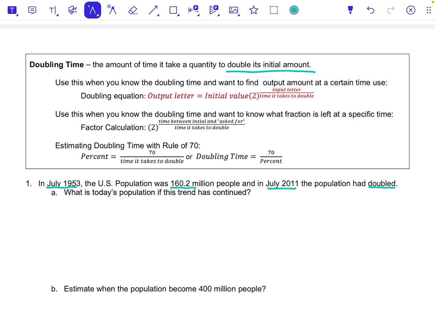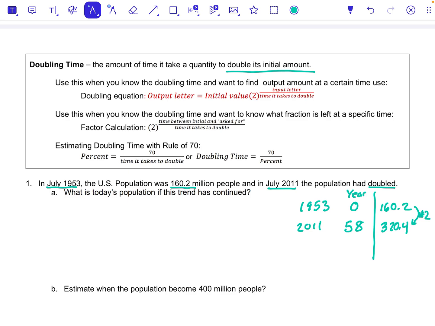So I'm going to start by making a little table of values for myself. I'm going to call 1953 year zero. And in year zero, we had a population of 160.2 million. And in 2011, that would be 58 years later, we now had a population that was double the amount. So that would be times 2, 320.4. And from here, I can build an exponential function that would help me answer the question.